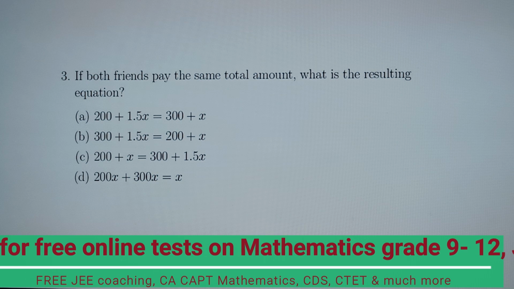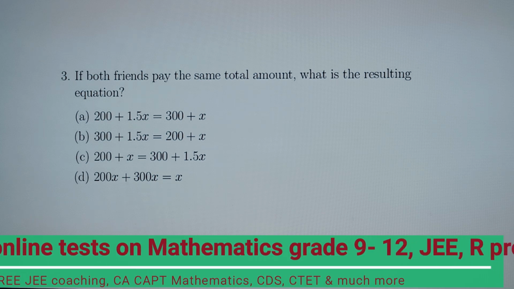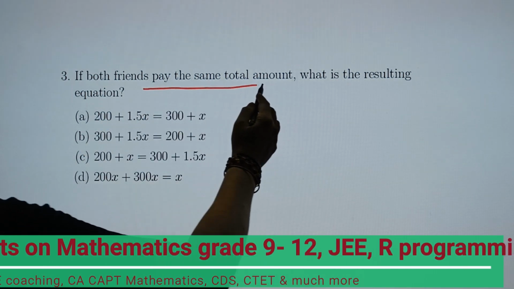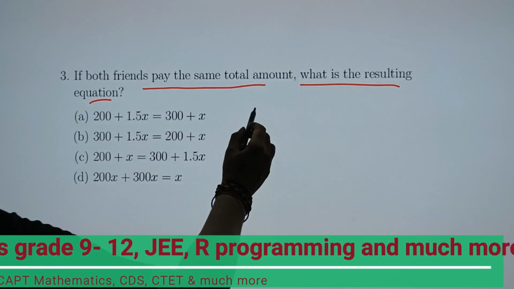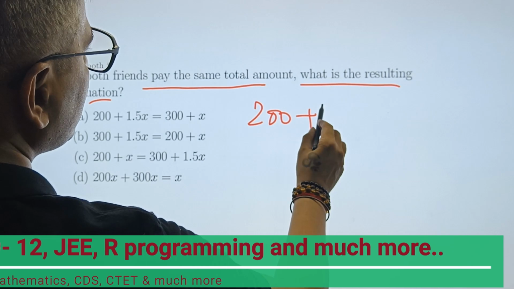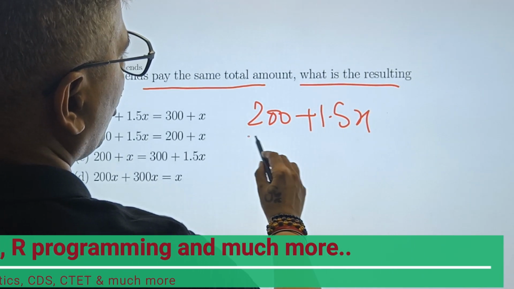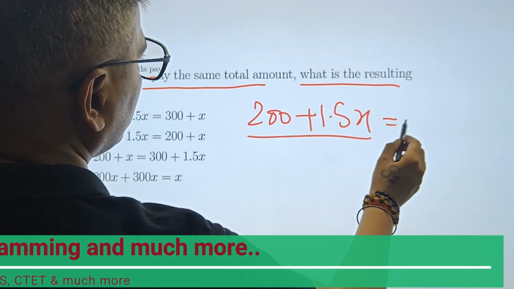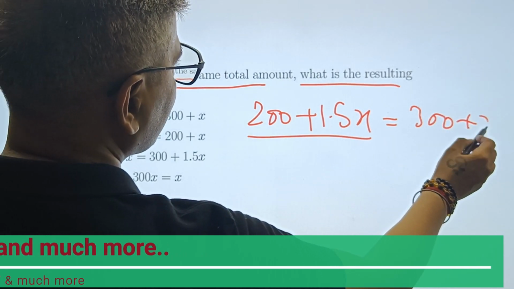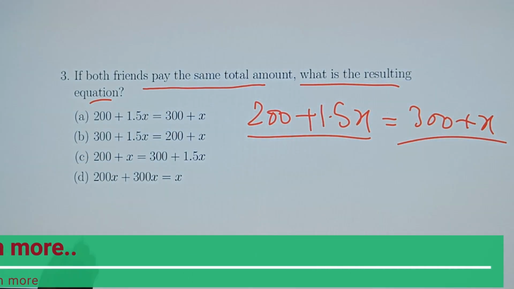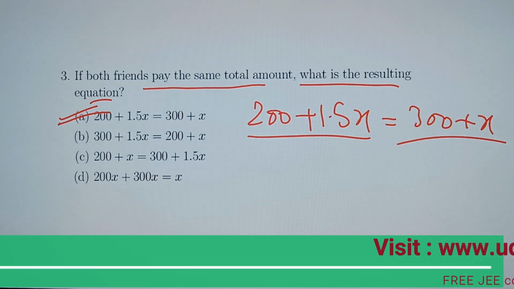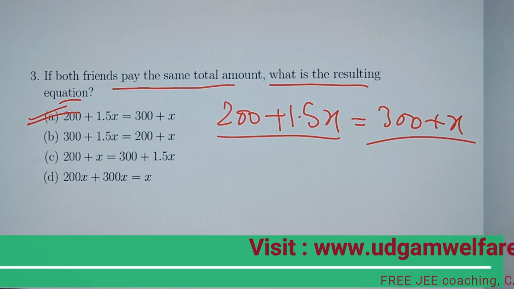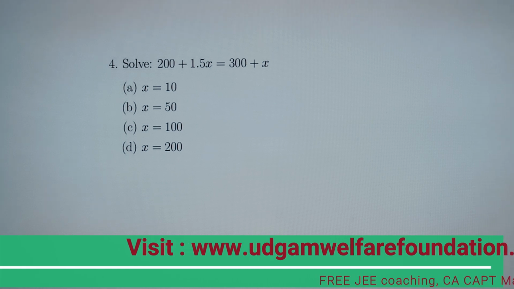Now let's move toward question number 3. This is again an interesting question. If both friends pay the same total amount, what is the resulting equation? So the first equation was 200 plus 1.5x of Aman, and this should be equal to what? 300 plus x. Very simple. Now let's match our options here. Option number A is the correct answer. Very interesting. Now let's move towards question number 4.